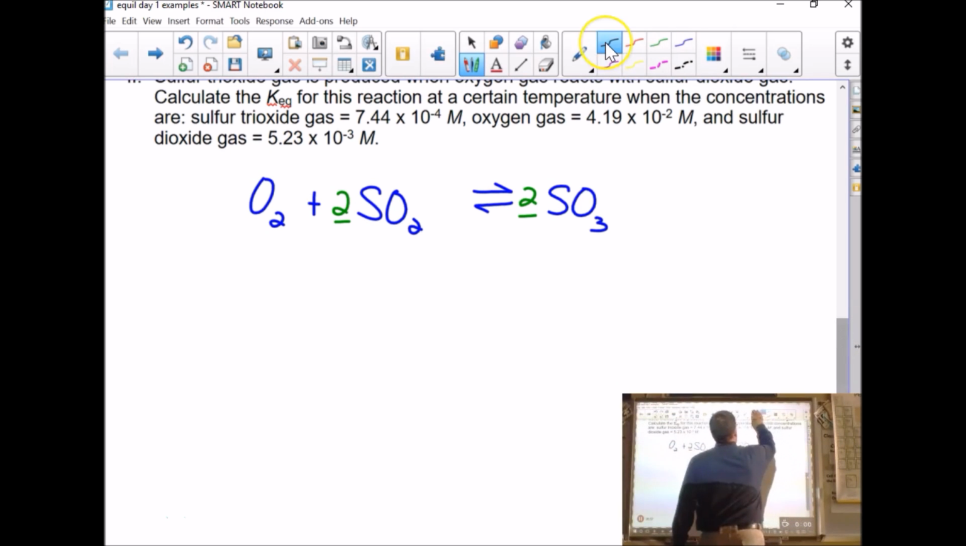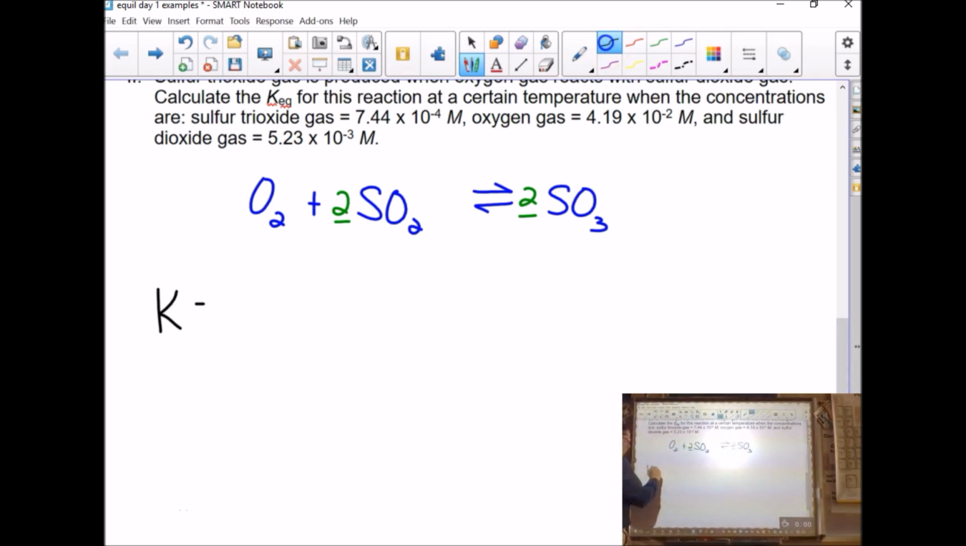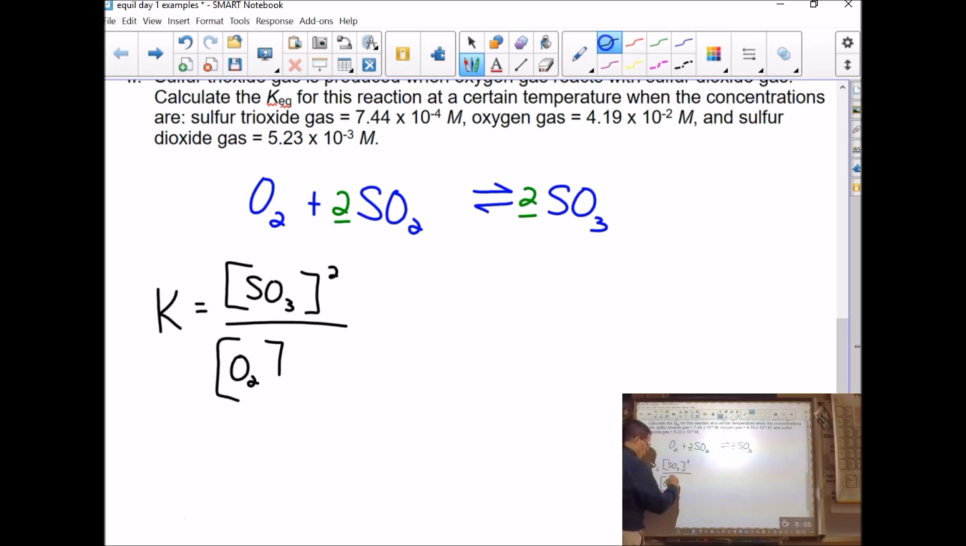So let's write our expression. So what are we going to put on top? SO3 squared. Very good. So products. So SO3. And we will square it because there's a 2 there. And then on the bottom, what are we going to have? O2 and SO2. O2, and it is not squared, but it's just by itself, right? And then SO2 is, that one is squared because we have the 2.